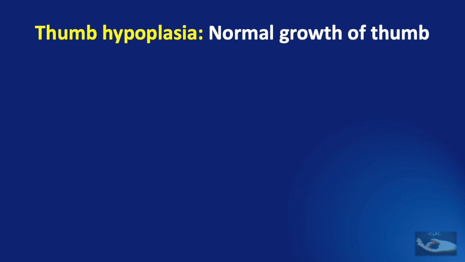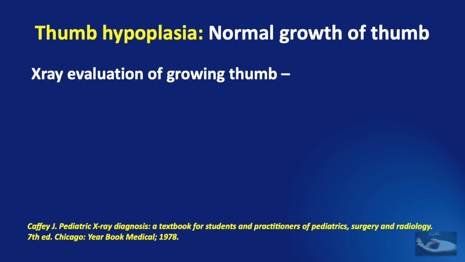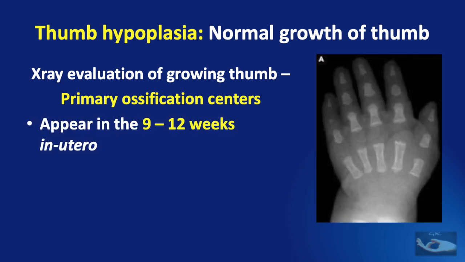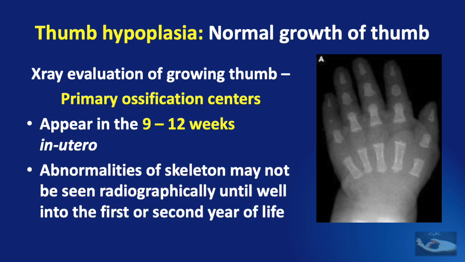To help us to assess the thumb, we can do an X-ray evaluation. The normal primary ossification centers of the phalanges and metacarpal of the thumb appear in the 2nd to 4th fetal months. But abnormalities of the skeleton of the thumb, like for instance delta phalanx, which means triangular bones, may not be seen radiographically until well into the 1st or 2nd year of life.